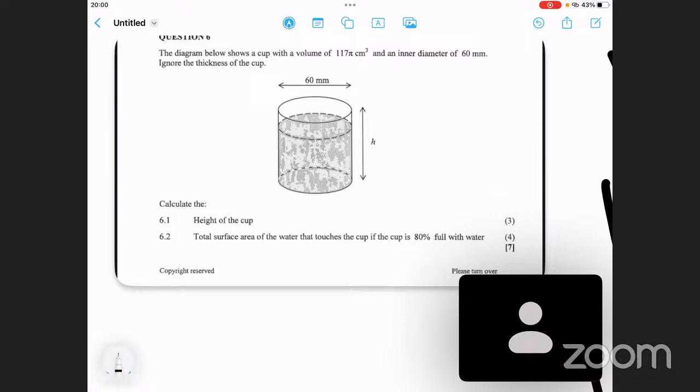In case you've got no idea of where to start, let me know and I will guide you in terms of where to start in order to work it out. Only if you've got no idea, but if you do have an idea of where to start, then there won't be a need to unmute.